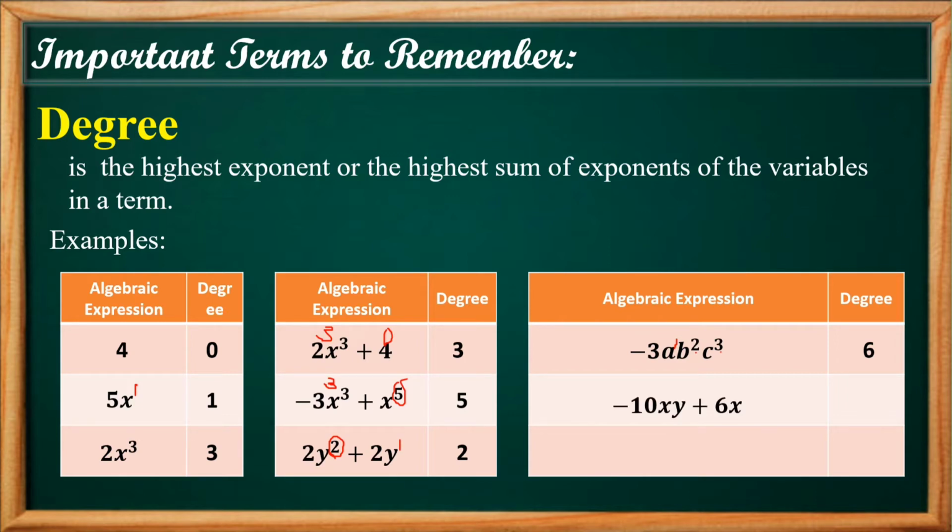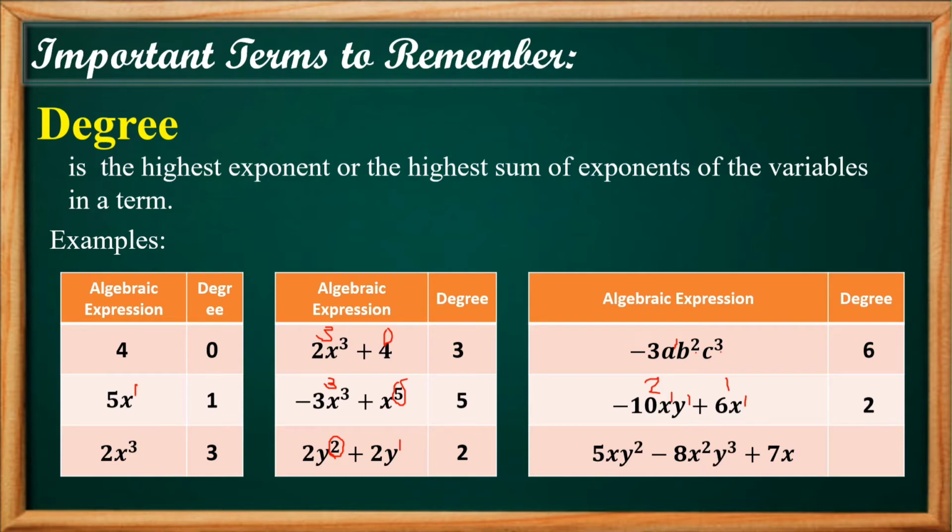Good job. Next, meron tayong dalawang term. On the first one, we have here 1 and 1. Therefore, 1 plus 1, the degree here is 2. Then, we have here 1, the degree here is 1. Then, alin na mas malaki? Ito siya. Therefore, the degree is 2.